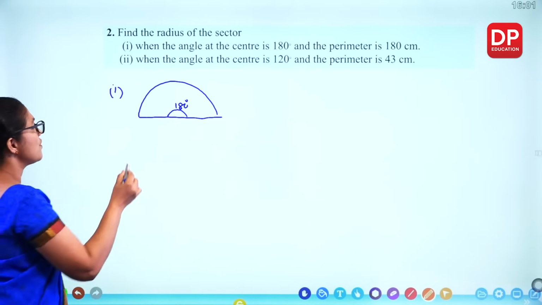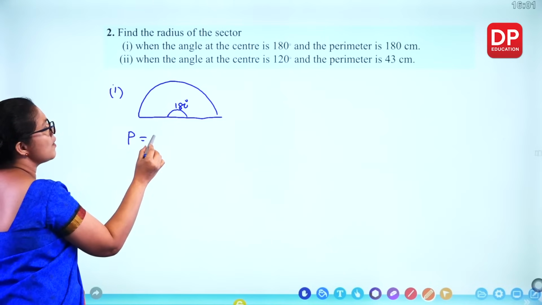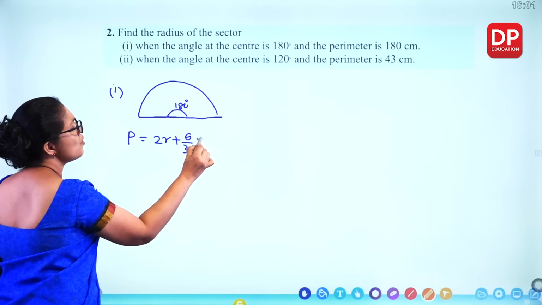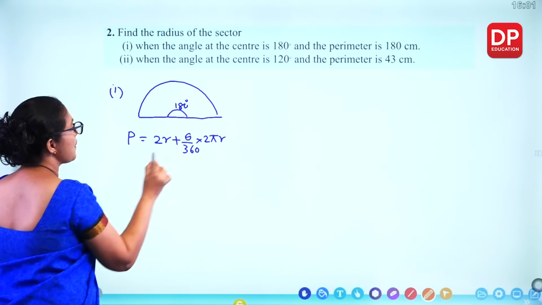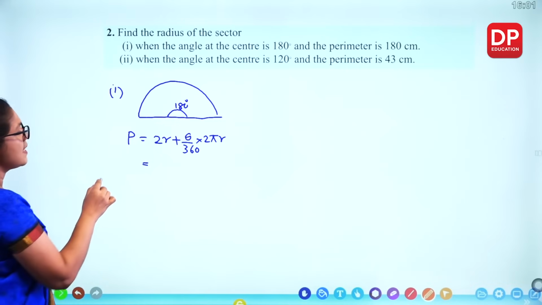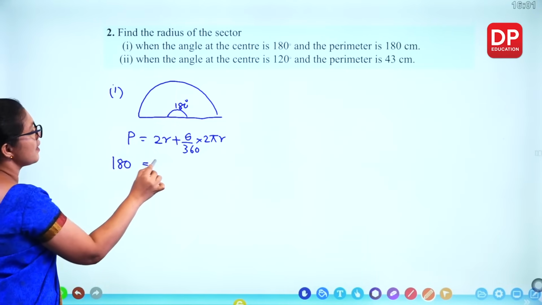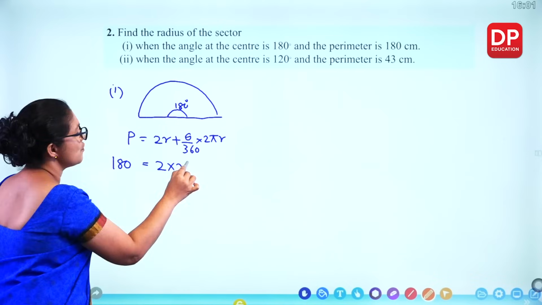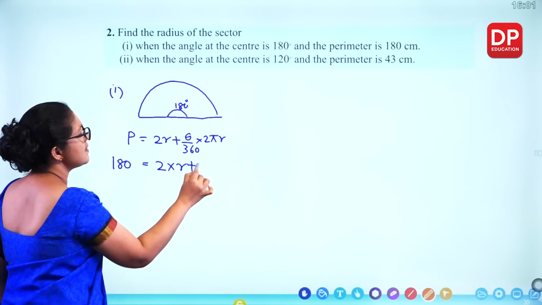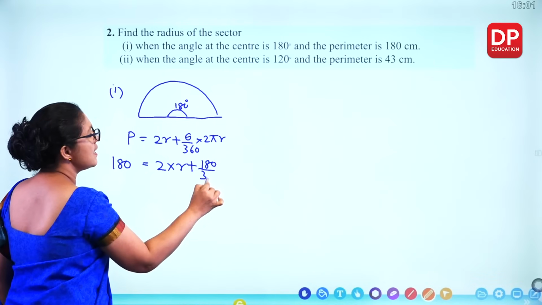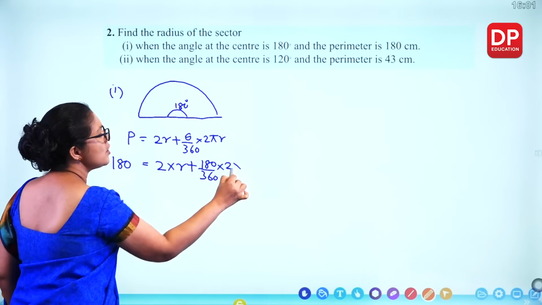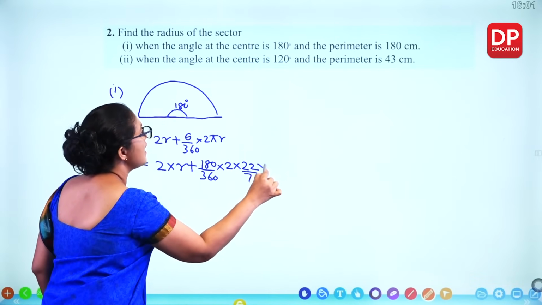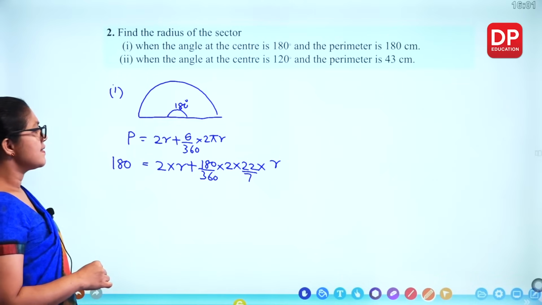So we'll use the formula. What's the formula? P equals double of r plus angle over 360 into 2 pi r. We know the perimeter is given. 2 times r, we need to find out r. Angle is given as 180, 2 into pi, pi is 22 over 7, and r you can write as r.